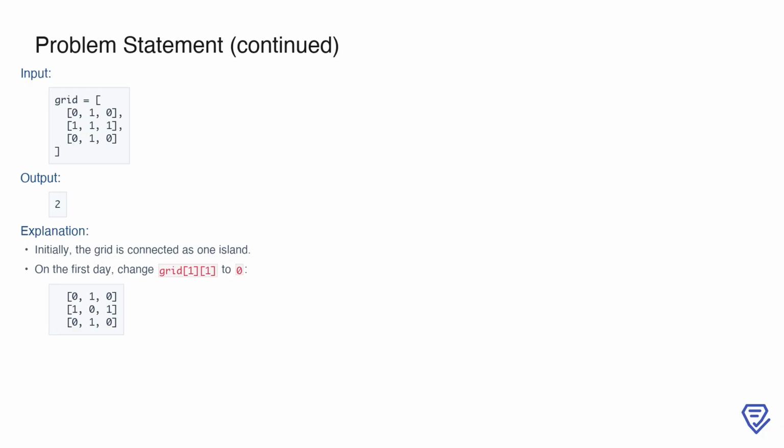To understand this problem better, let's look at the first example. The input grid is a 3x3 matrix that looks like this: 0, 1, 0, 1, 1, 1, 0, 1, 0. The output here is 2. Initially, the grid is a single connected island because all the 1s are accessible from one another. On the first day, we change the cell at position grid[1][1], the center of the island, from 1 to 0. This breaks the central connection, but the remaining 1s are still all connected, meaning the grid is not yet fully disconnected. So, we need to continue modifying the grid further.